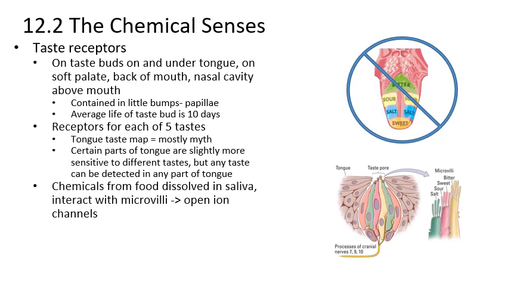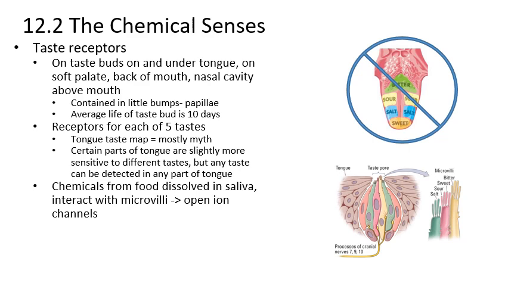So taste receptors are located on taste buds, and they're on the tongue, under the tongue, on the soft palate or the roof of the mouth, the back of the mouth, and then even in the nasal cavity located above the mouth. Taste buds themselves are located on these little bumps called papillae. Each taste bud lasts for an average of 10 days, so a really high turnover rate for sensory receptors. There are individual receptors for each of the 5 tastes.